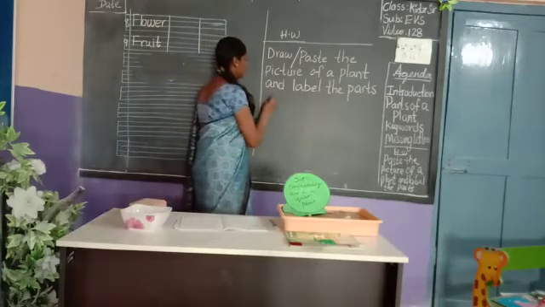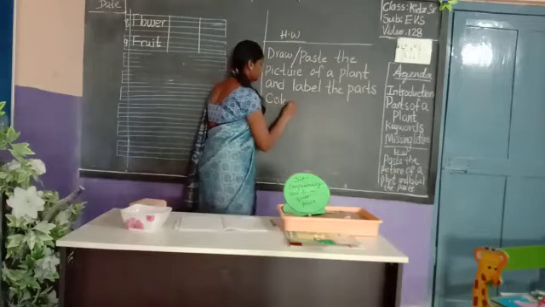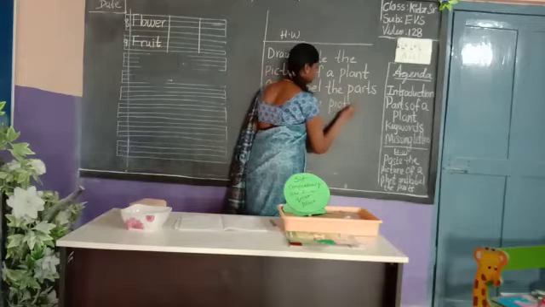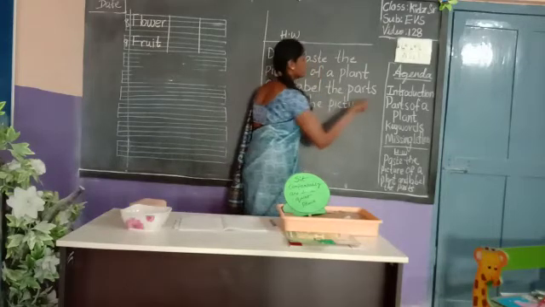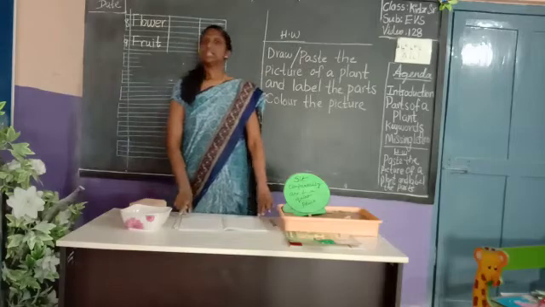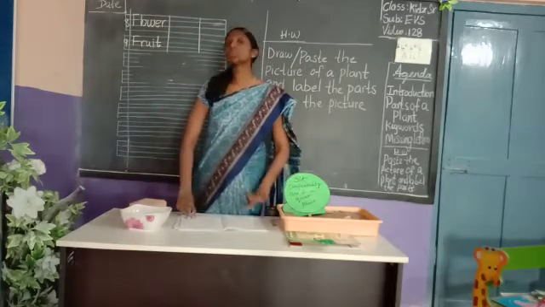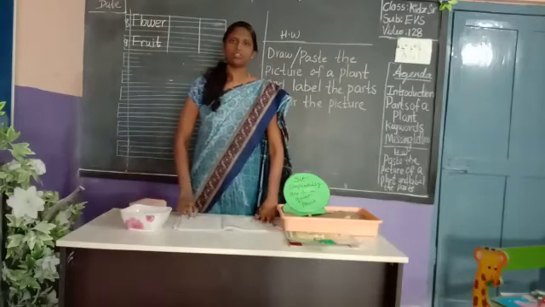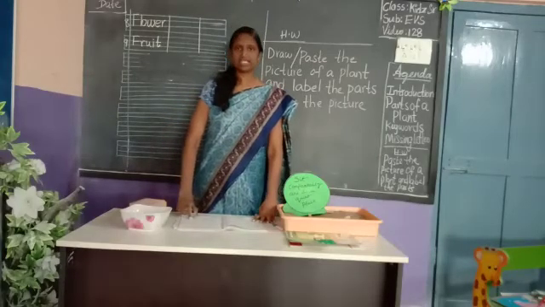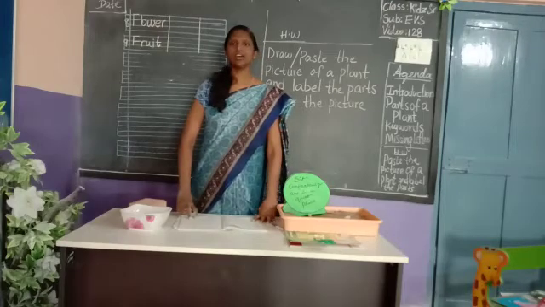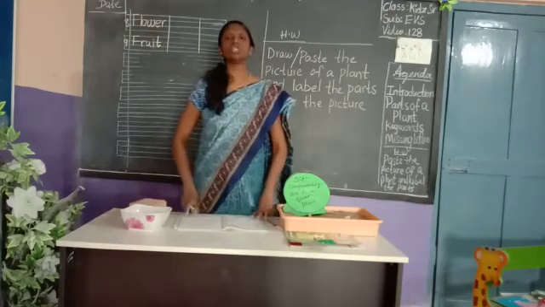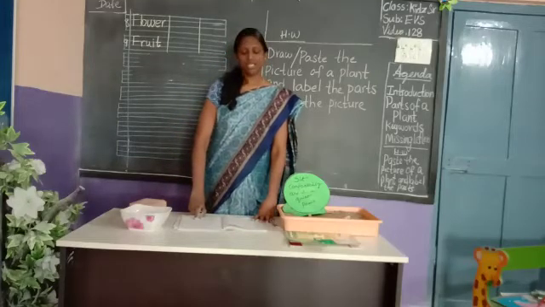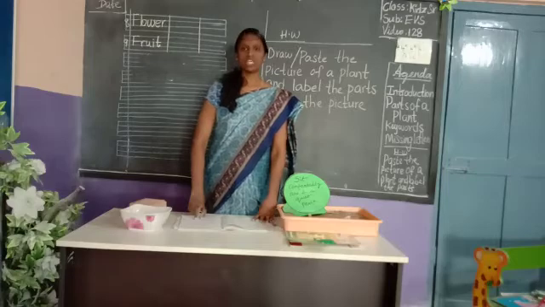Color the picture. Okay, children? Is it clear? You write the keywords 2 times and draw or paste the picture of a plant and label the parts of a plant. In the next class, I am going to give you missing letters and we will do the activity also.